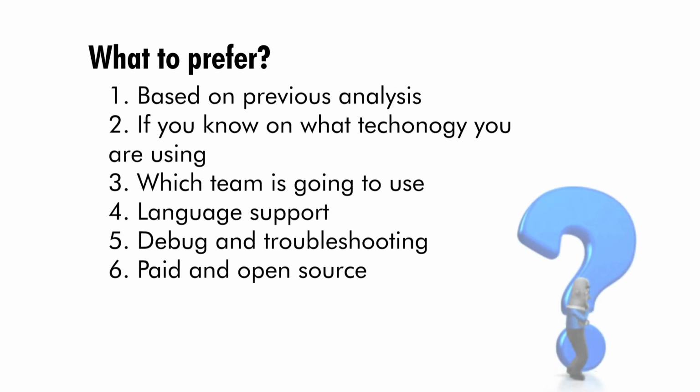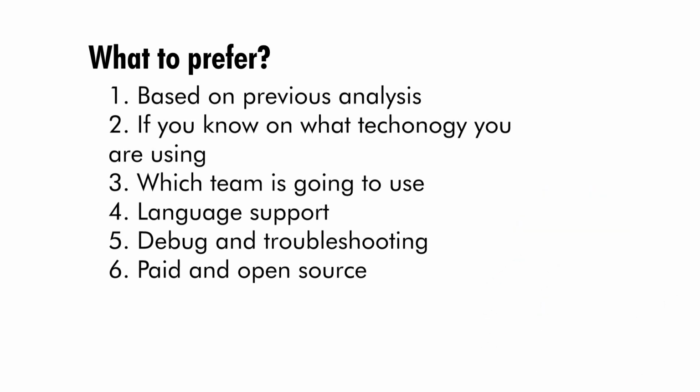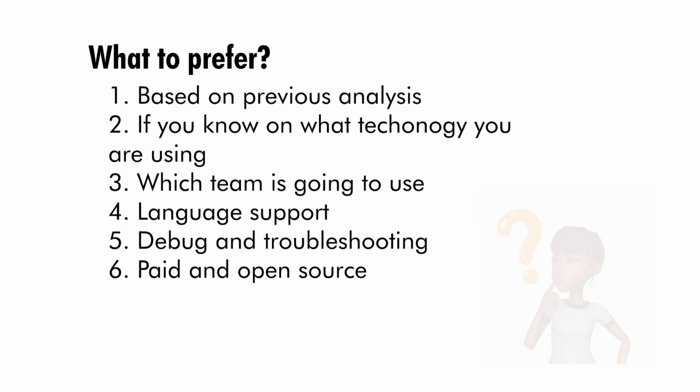The first point you can consider is on the basis of the previous analysis, meaning the advantages and limitations we have discussed in the video. You can choose the automation tool if you know what kind of technology you are using. If you know which team is going to use it, if your developers along with the QA team are both using it, then you can go for Cypress. If only the QA team is using it and no development team is involved, then you can go for Selenium.